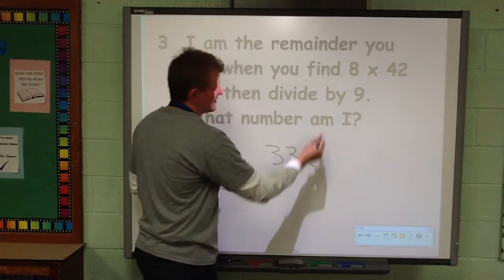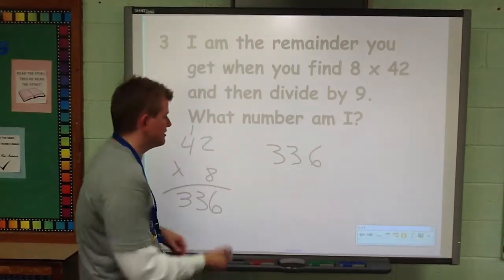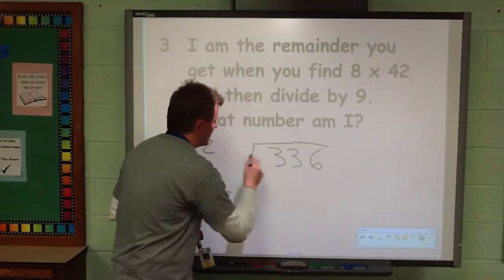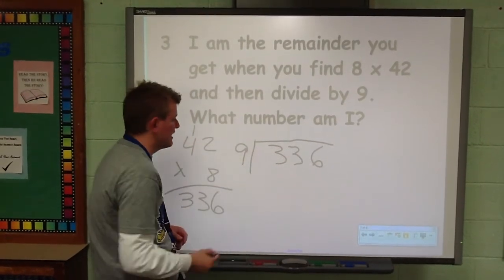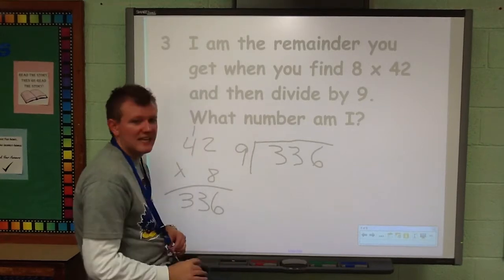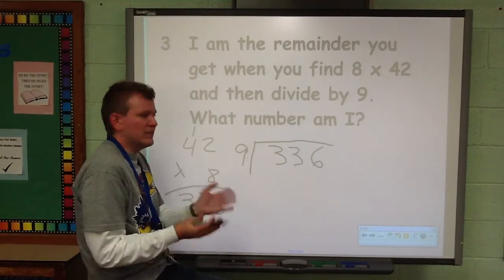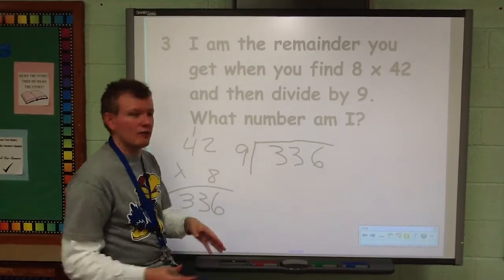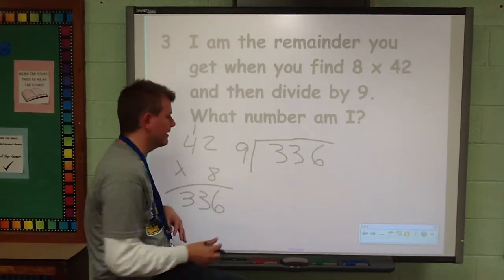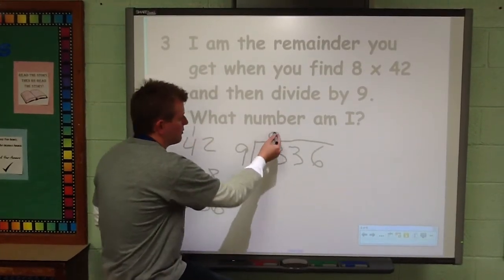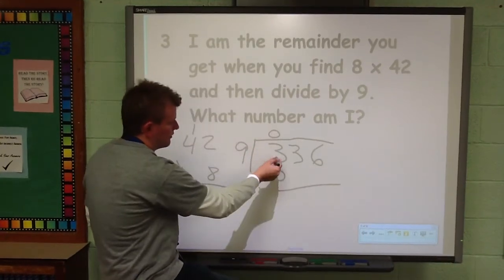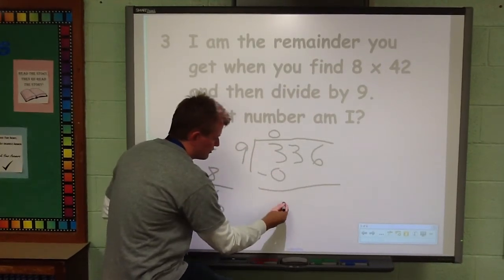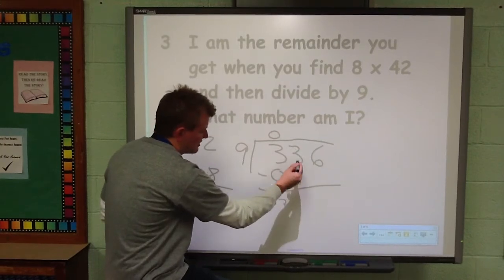Well, now it says divide it by 9. Well, let's do it. Let's divide it by 9. Okay? I've got 336. I put it in the division problem. I'm dividing by 9. 9 goes into 3 how many times? Well, it doesn't. Don't get confused. It doesn't matter. 9 doesn't go into 3. Okay? So I'm putting 0 up here. 0 times 9 is 0. 3 minus 0 is 3. Now I'm going to drop down the next 3.